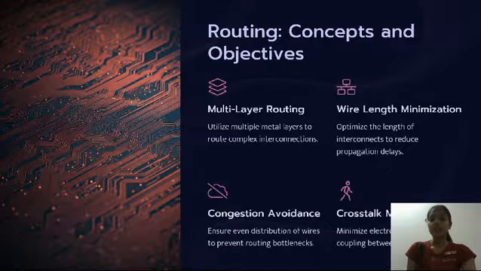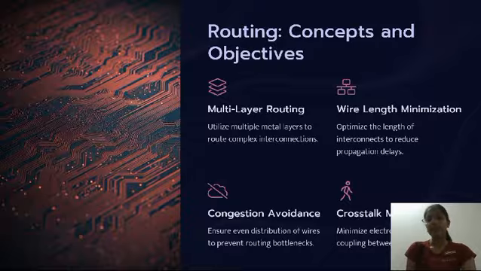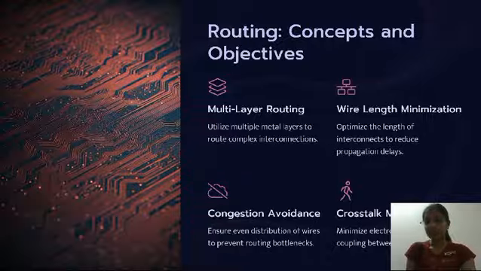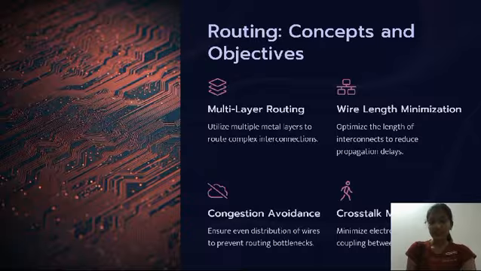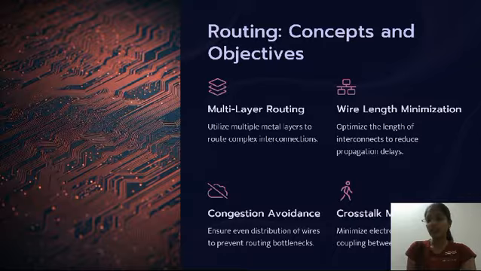Then I have routing, concepts and objectives: multi-layer routing, wire length minimization, congestion avoidance, then crosstalk. We have multi-layer routing: utilize multiple metal layers to route complex interconnections. Then wire length minimization: optimize the length of interconnects to reduce the propagation delay. Then congestion avoidance: ensure even distribution of wires to prevent routing bottlenecks. Then I have crosstalk: minimize the coupling between the interconnects between blocks.